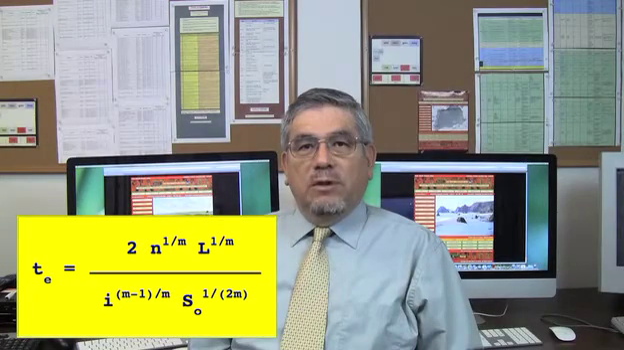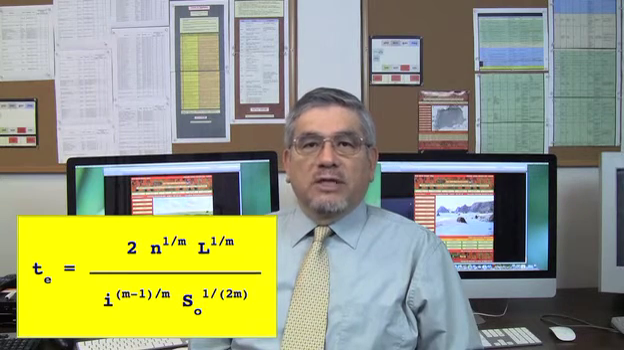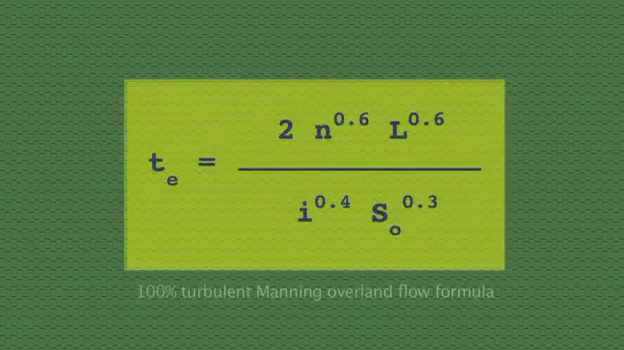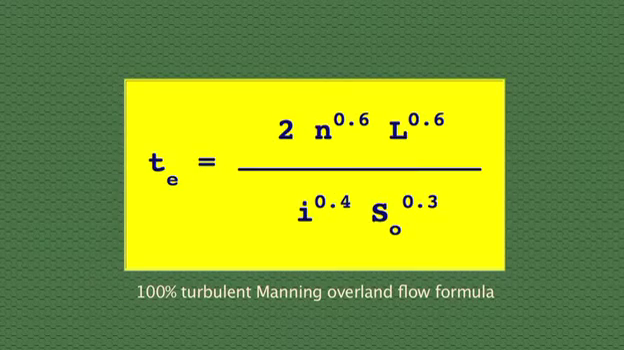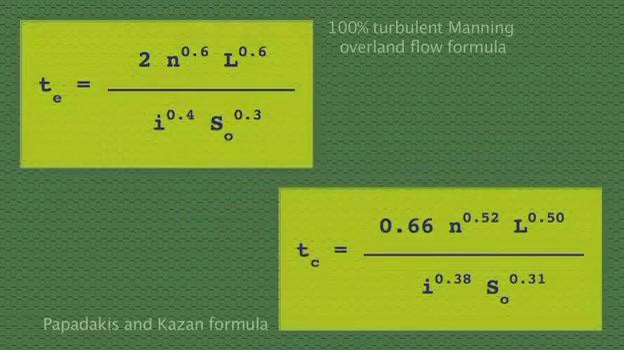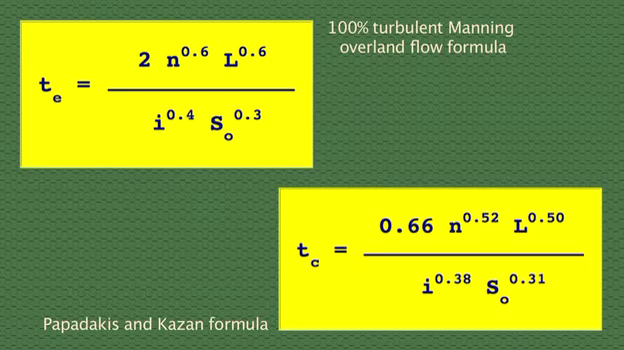Note that the time to equilibrium is directly proportional to friction and plane length, and inversely proportional to rainfall excess and plane slope. For 100% turbulent Manning friction, M is equal to 5/3, and the time to equilibrium is This equation is of the same form as the Papadakis and Kazan formula for time of concentration, which was derived based on field data. The similarity in the exponents is remarkable.